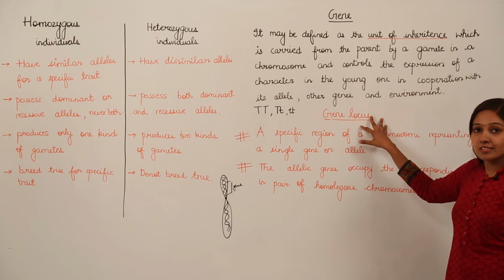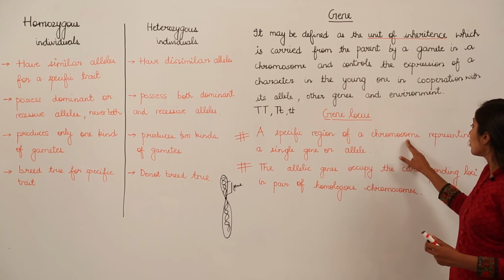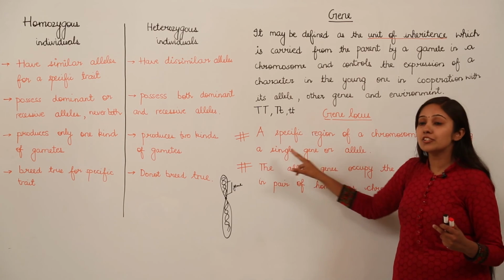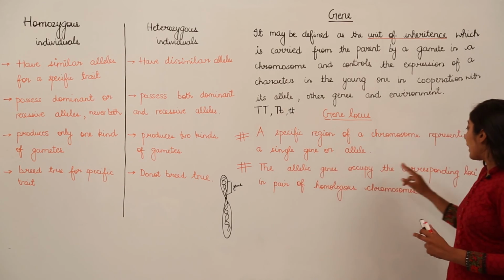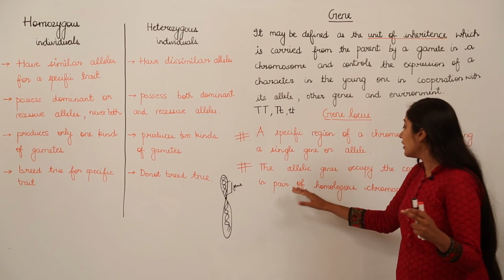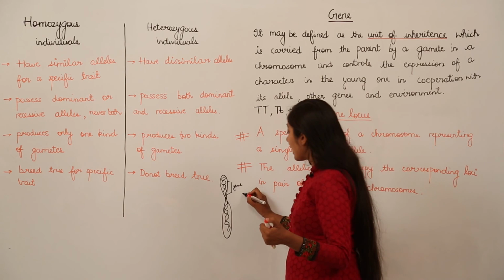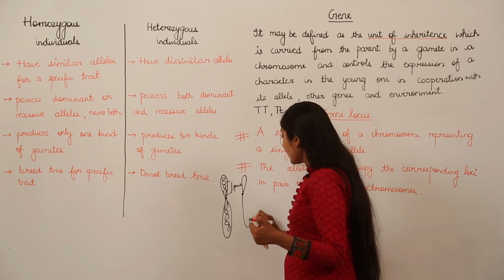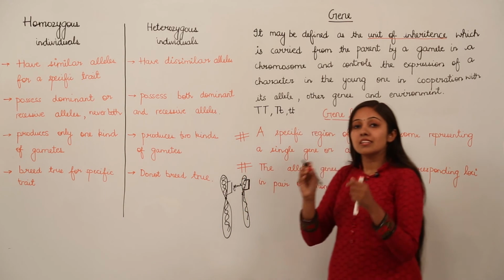Singular is locus and for plural we have loci. So, a specific region of a chromosome representing a single gene or allele, and the allelic genes occupy the corresponding loci in a pair of homologous chromosomes. When we have homologous chromosomes, it means we have a pair of chromosomes in which the genes are present which are encoding for the same character.